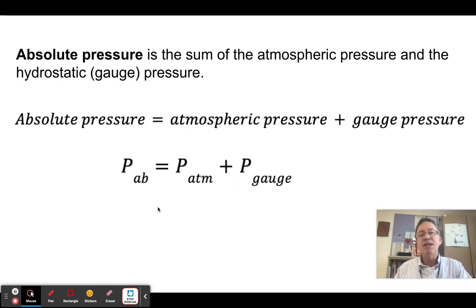We generally don't deal with absolute pressure. We generally only deal with gauge pressure, but we should note that absolute pressure is the total pressure acting on an object because of the various pressures. So basically, it's going to be the sum of the atmospheric plus the gauge pressure.